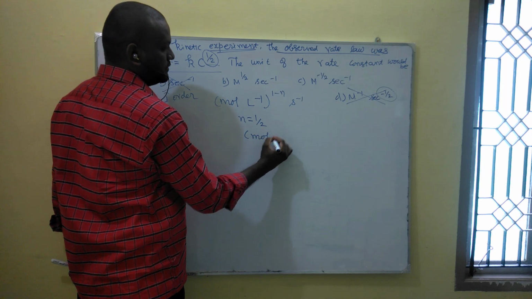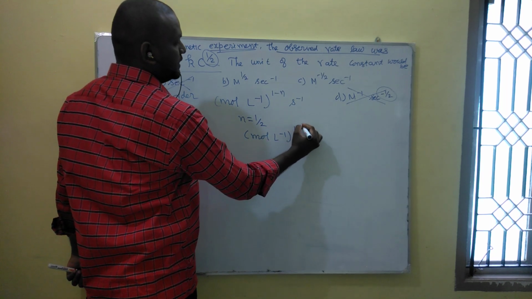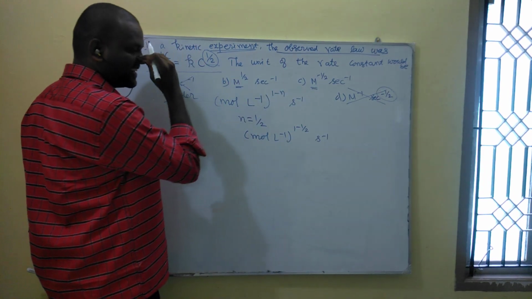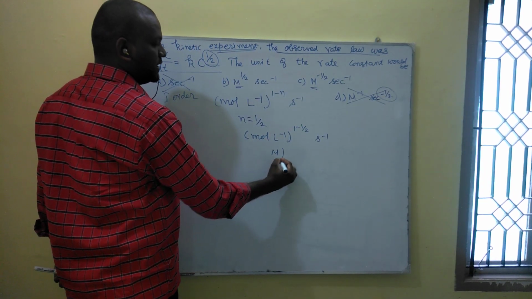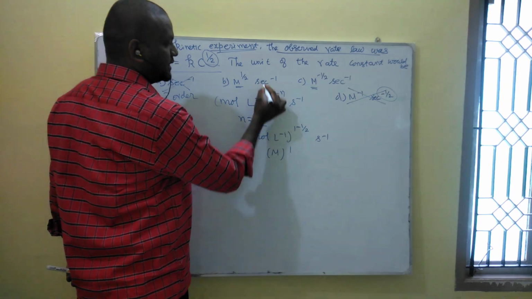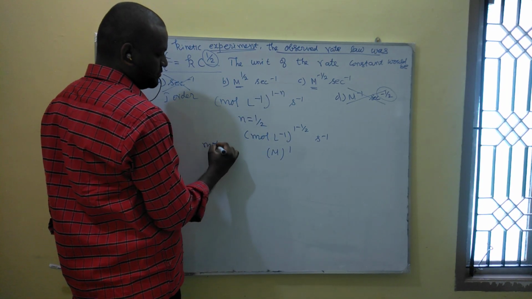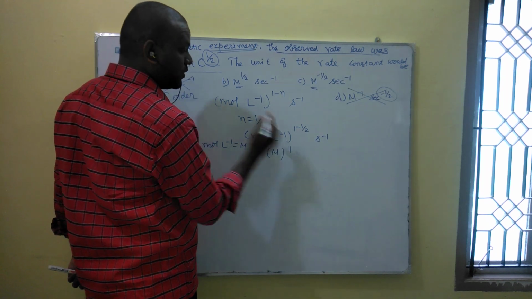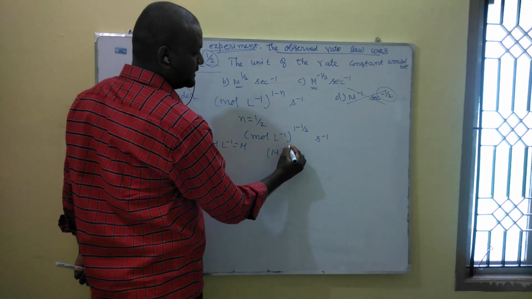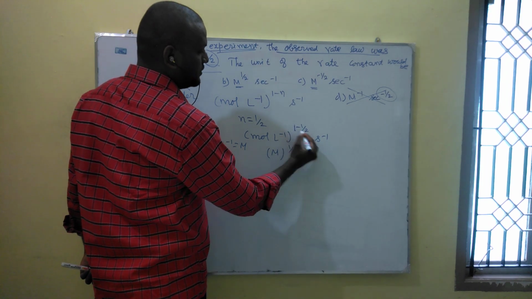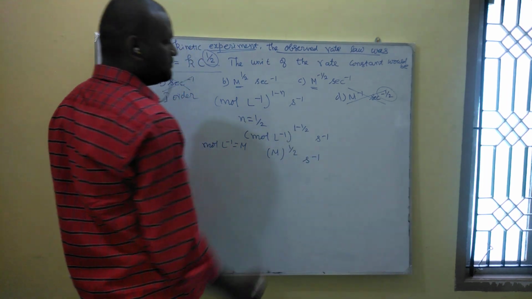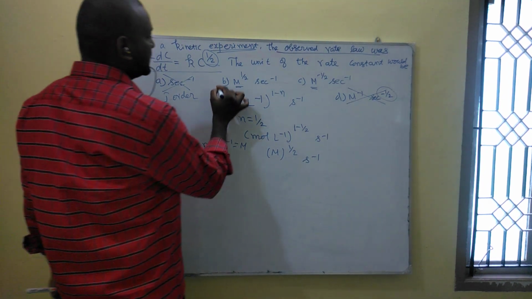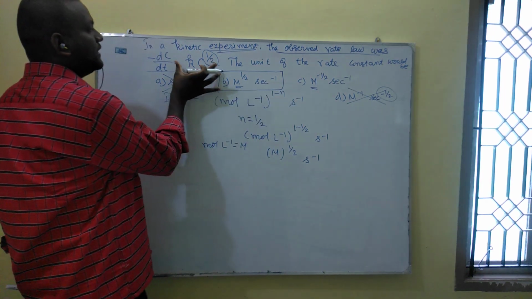Mole per liter power 1 minus 1 by 2 per second. Here they give capital M instead of mole per liter, so simply put M, because molar is mole per liter. Therefore we have 1 minus 1 by 2, which is half. So M power 1 by 2 per second is the answer. Option B is the correct option for the given rate expression.